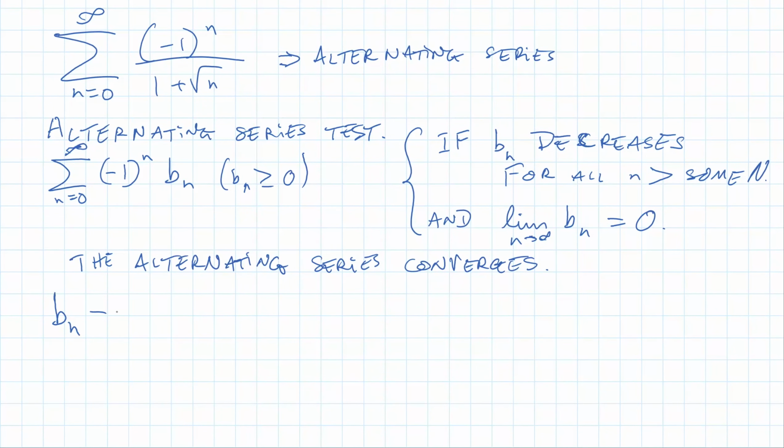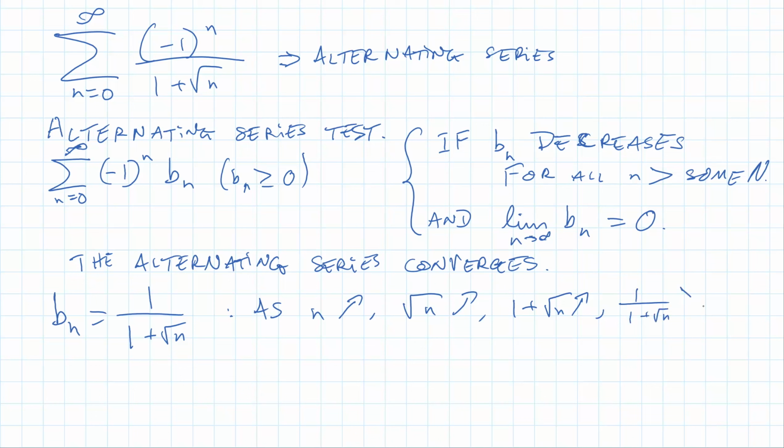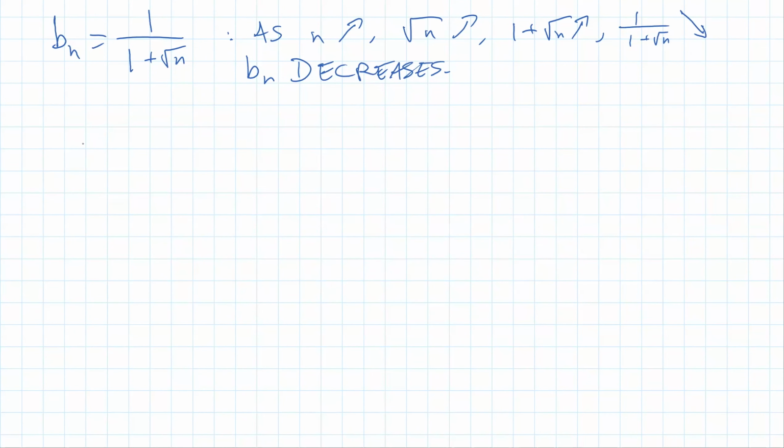The unsigned portion of the terms consists of 1 over 1 plus square root of n. This one decreases all the time because as n increases, square root n increases, 1 plus square root n increases, all of these things increase, but all of these things are in the denominator. And when the denominator increases, the whole fraction decreases. So we have b sub n decreases. The first condition is met.